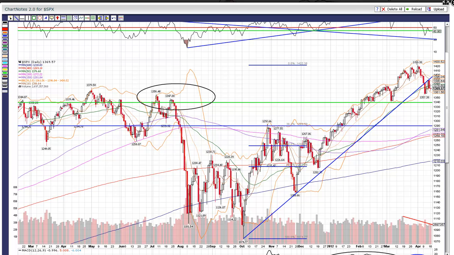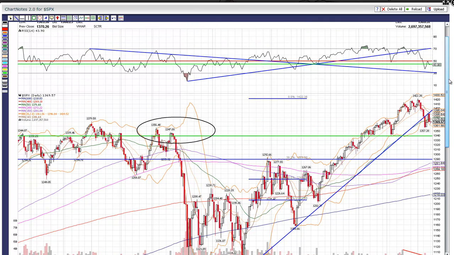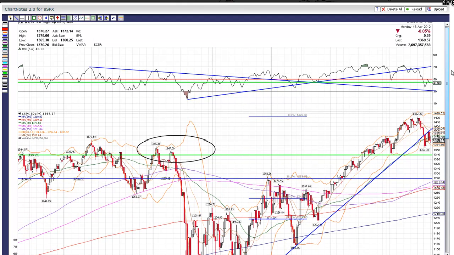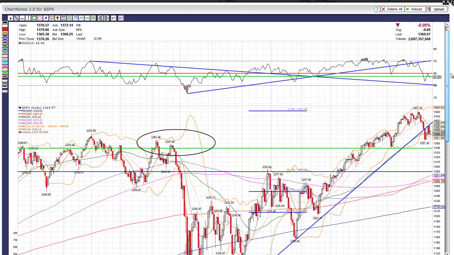But again, I'm really looking at the 1292 area to hold, this 1281, 1269, all of this before we go higher. And of course, what I said, 1396.04 is going to act as major resistance on this index, with today's close of 1369.57, or yesterday's. That's what we'll look for.